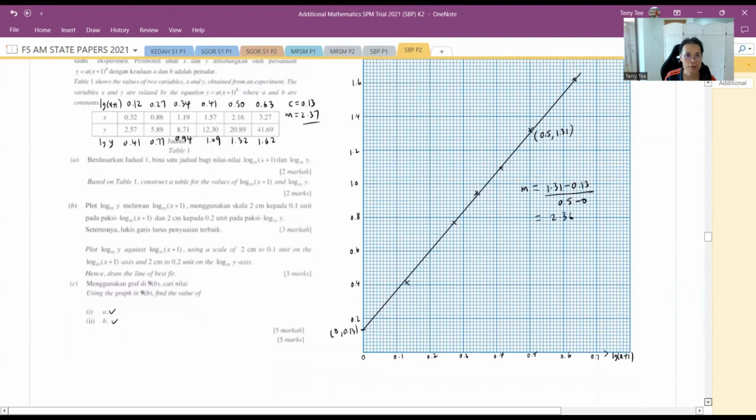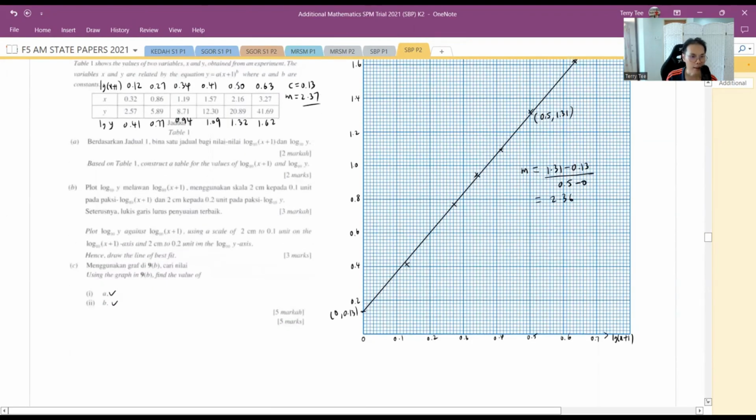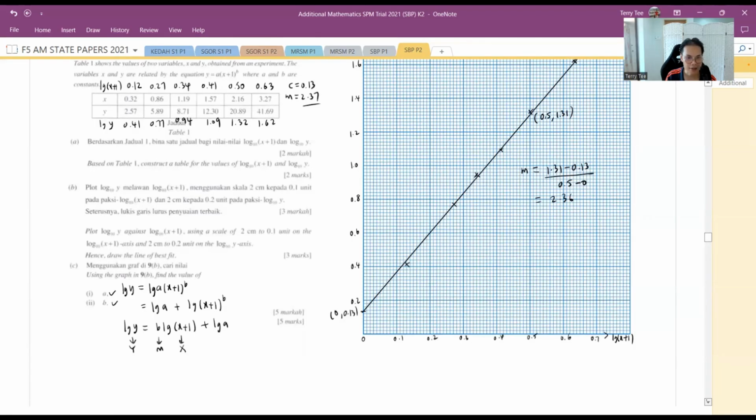Okay, so starting from this equation here, your y is now A times (x plus 1) to the power b. So we're going to introduce log on both sides of the equation. I'm going to break it up: Lg A plus Lg (x plus 1). There's a power b here, right? Bring the power b in front. So, B Lg (x plus 1) plus Lg A. This is your Lg y. So this is your big Y. This is your gradient. This is your x and your c.